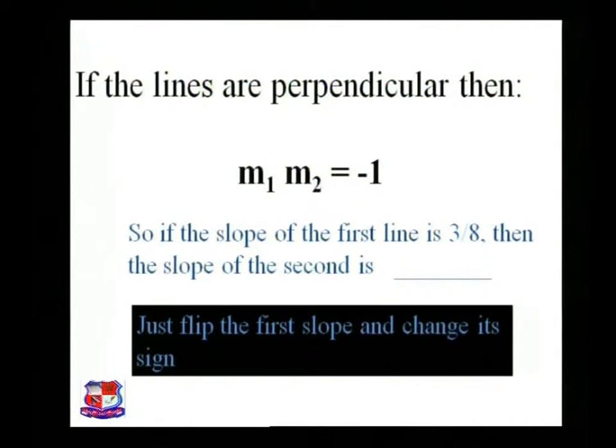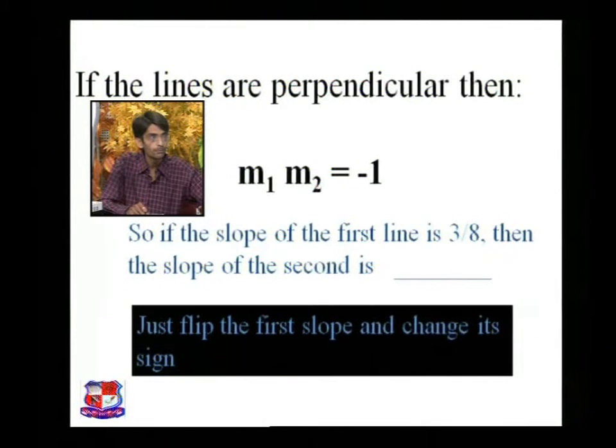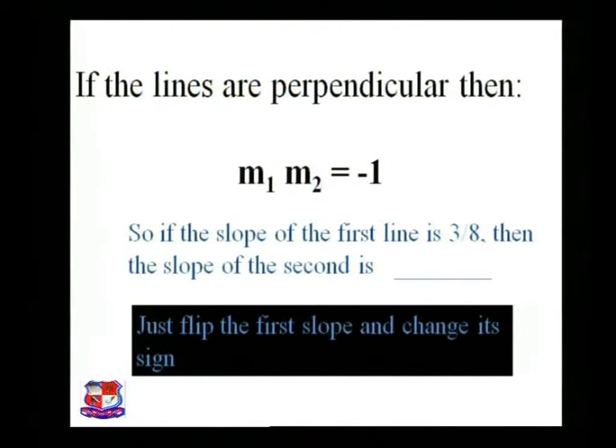Now if the slope of the first line is 3 by 8, and we want to find the slope of the perpendicular line, then we just need to flip the slope first and change its sign, so we can find the slope of the perpendicular line for the given line. In this way we can find the slope of the perpendicular line.